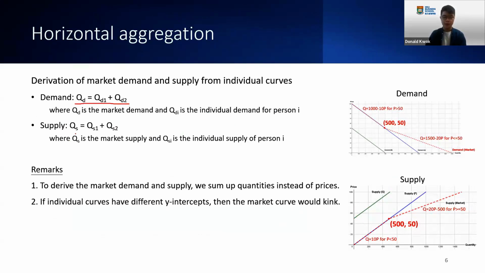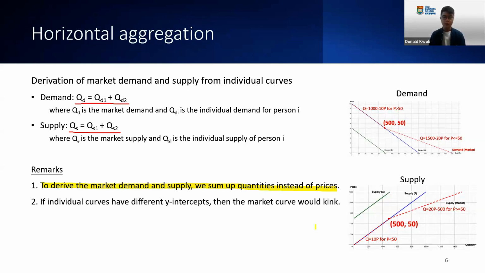On a similar token, the supply of the good equals the supply of the first person, plus the supply of the second person, plus the supply of someone else. As you can see here, to derive the market demand and supply, we are summing up quantities instead of prices. It does not make sense to say that the price in the market equals the price paid by you plus the price paid by me plus the price paid by someone else, right? This is why we sum up quantities. The quantity demanded from you plus the quantity demanded from me plus the quantity demanded from someone else derive the demand curve.